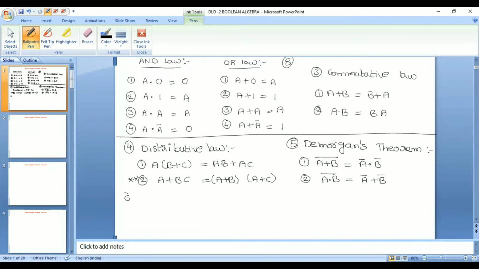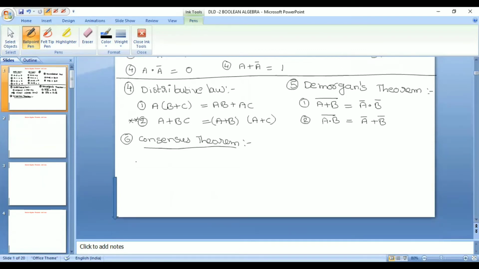Next, consensus theorem. For 2 marks, this particular theorem is very important. They will ask like, state and prove consensus theorem. So the property is AB plus A bar C plus BC, which is equal to AB plus A bar C only. So this BC does not appear on the output side, and this BC we call a redundant term. What is the meaning of this? We will discuss that. So this is about the consensus theorem.